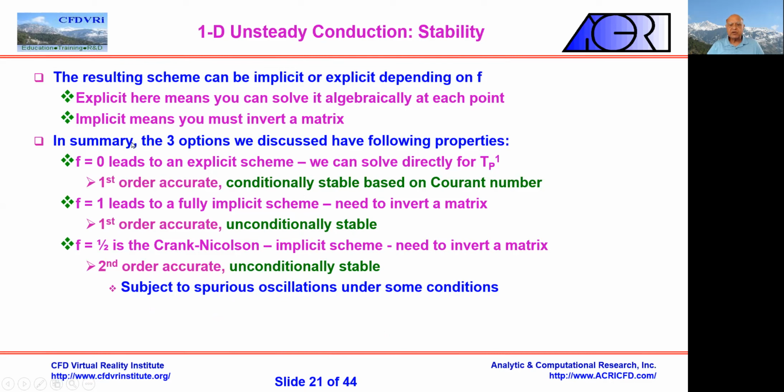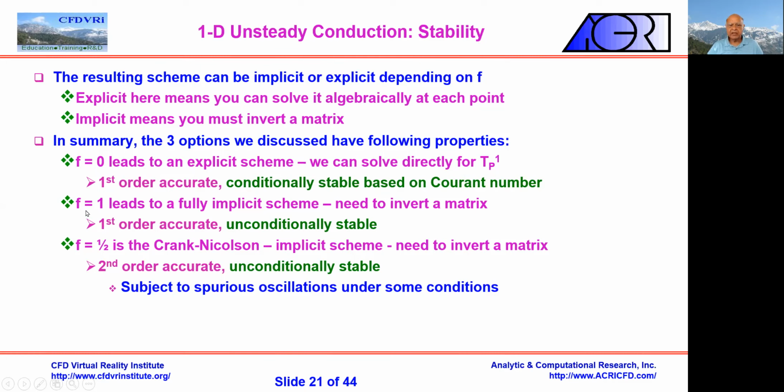Okay, let's just go to this one. There are three options that we can discuss here. We can make f equal to 0. It leads to an explicit scheme. We can solve it directly for TP1, right? It's first order accurate, right? Because we had a backward one-sided difference. It's also only conditionally stable based on the Courant number. The Courant number has to be less than unity for this to converge.